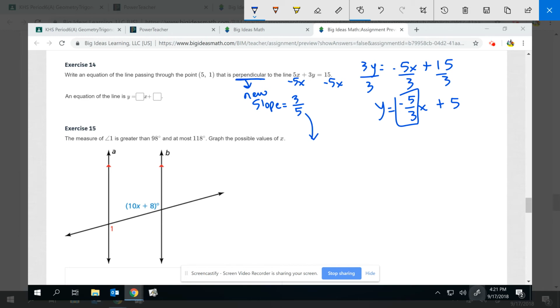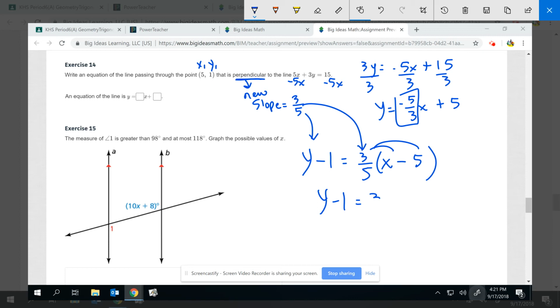Okay, so that's what I'm going to plug into the y minus. The y1 number is a 1. And then my new slope is 3/5. And then we're going to do x minus the x number is a 5. So this is my x1 number. So let's distribute. Y minus 1 equals 3/5 x. The 5's will cancel. It'll just be minus 3. And then we're going to add 1. So 3/5 x minus 2.